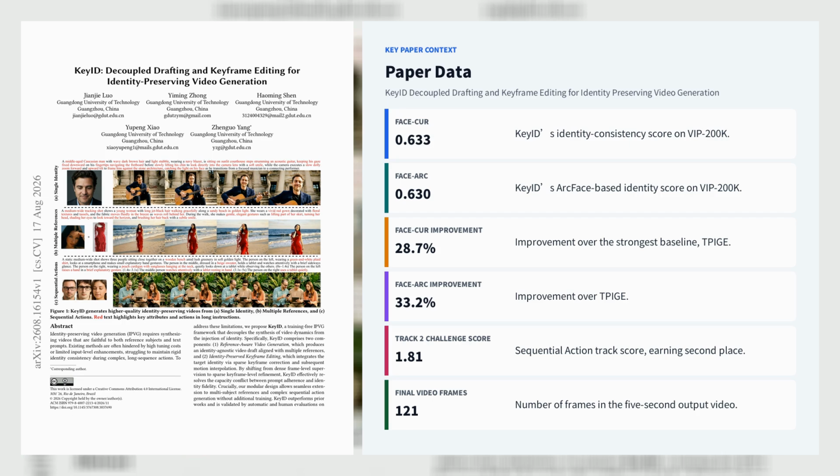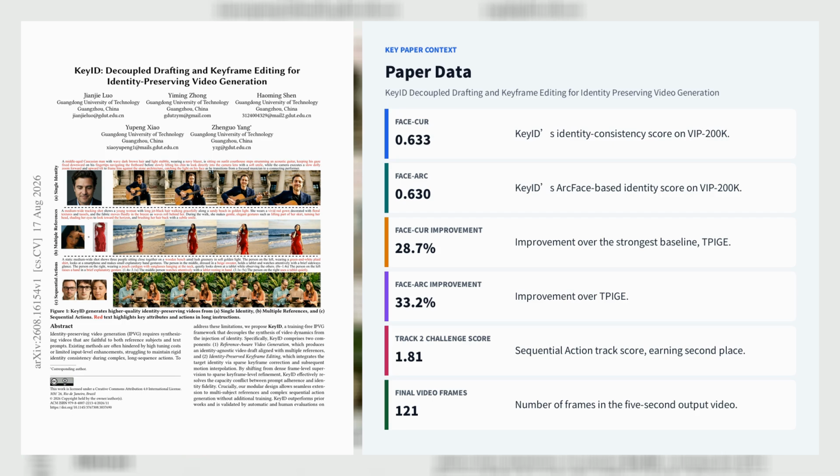On the VIP 200K benchmark, Key ID reaches a FaceCurricularFace score of 0.633 and a FaceArc score of 0.630, improving over the strongest baseline TPIGE by 28.7% and 33.2% respectively, while achieving the best CLIP score of 30.9. In ablations, adding keyframe editing raises FaceCurricularFace from 0.279 to 0.596, while combining it with reference-aware drafting reaches 0.636 FaceCurricularFace, 0.643 FaceArc, and 30.9 CLIP score.